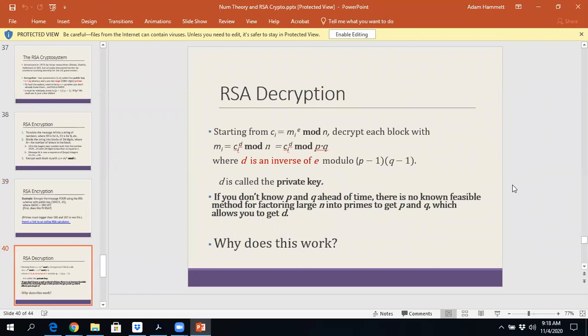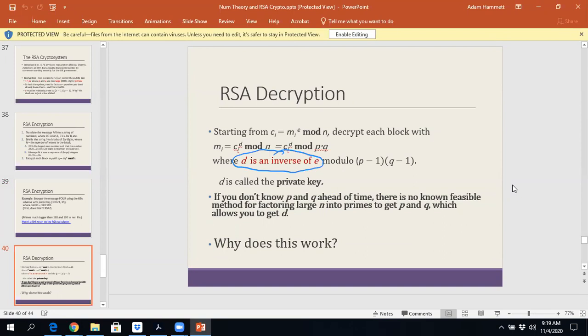Okay? So once again, starting from the ciphertext blocks, you decrypt each block by taking C to the D mod n, yeah, each ciphertext to the D mod n, and that will give you the message right back. The only stipulation is that D has to be an inverse. D is the so-called private key, okay? D has to be an inverse of E modulo P minus 1, Q minus 1.